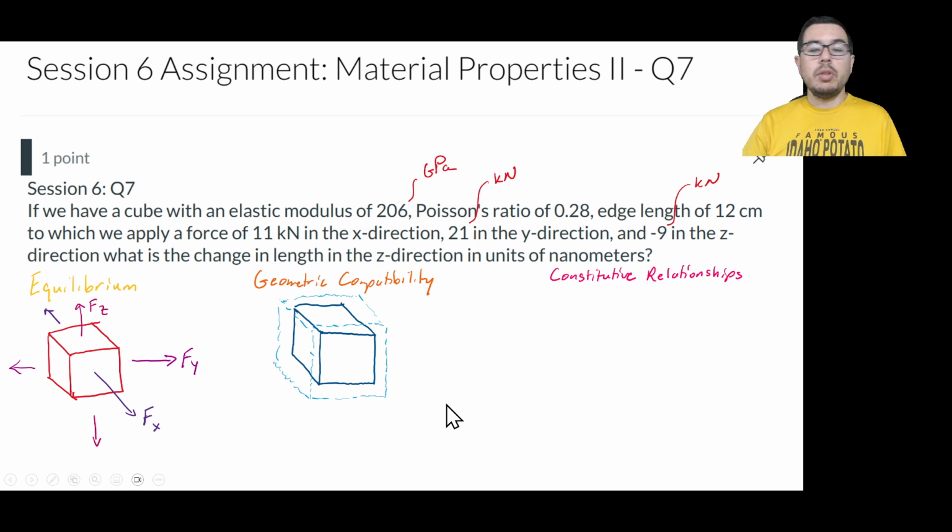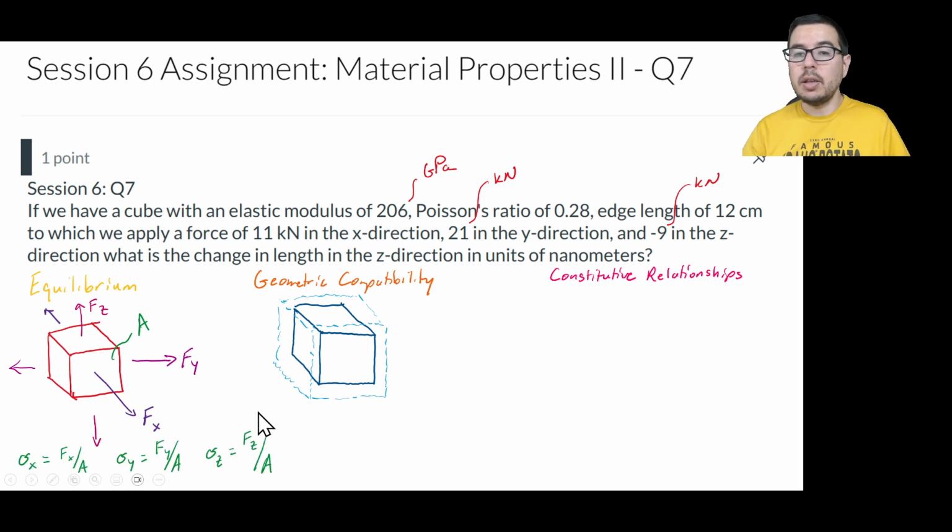Now, for the calculation of the stress involved with these forces, we have to think about the cross-sectional area of each of the faces. And it's a cube, and we've been told that the edge length is 12 centimeters. So each one of these faces is going to have the same area, essentially 144 centimeters squared. The sigma x will be the force in the x direction over that area, sigma y similar, sigma z similar as well.